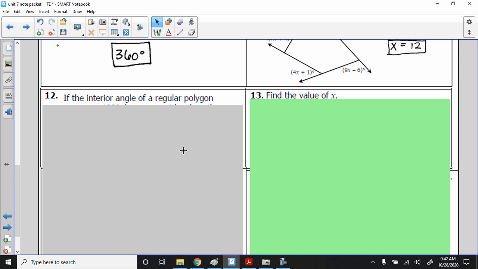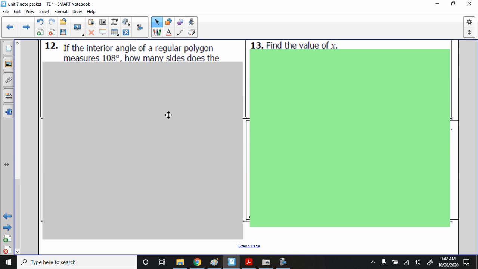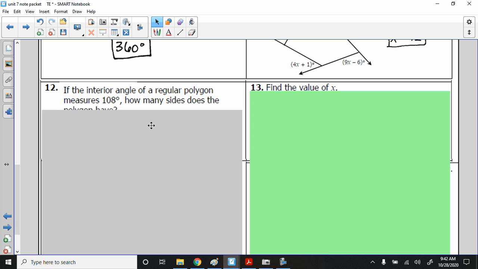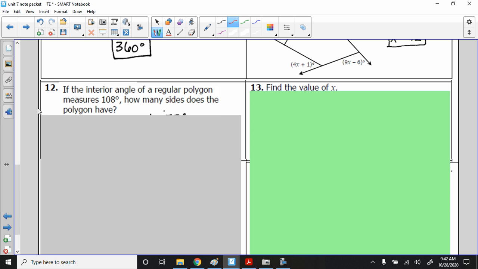Number 12, if the interior angle of a regular polygon measures 108, how many sides does it have? This is really the challenging question. This is actually the most challenging part. So I am going to try to help you make this easier. This is the most challenging type of question.